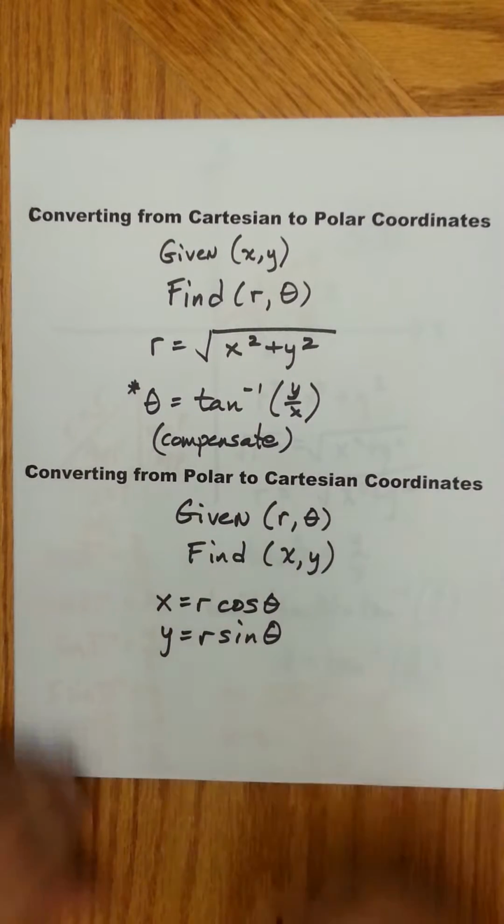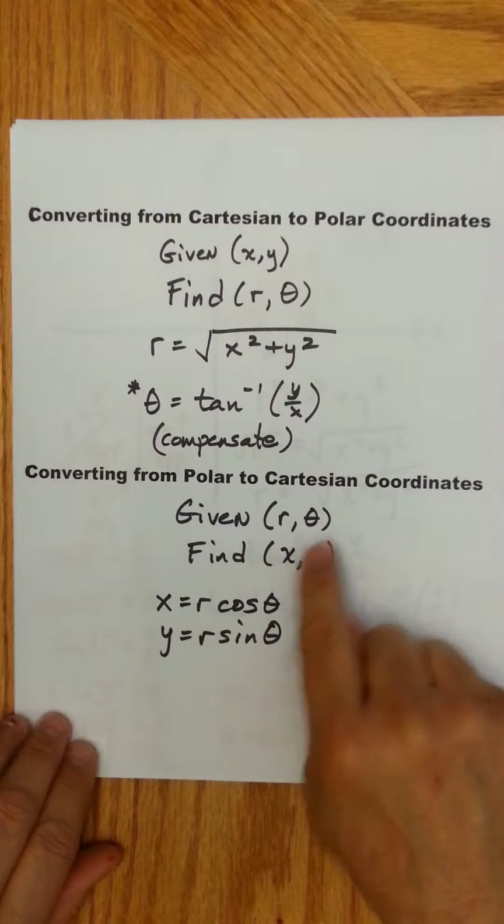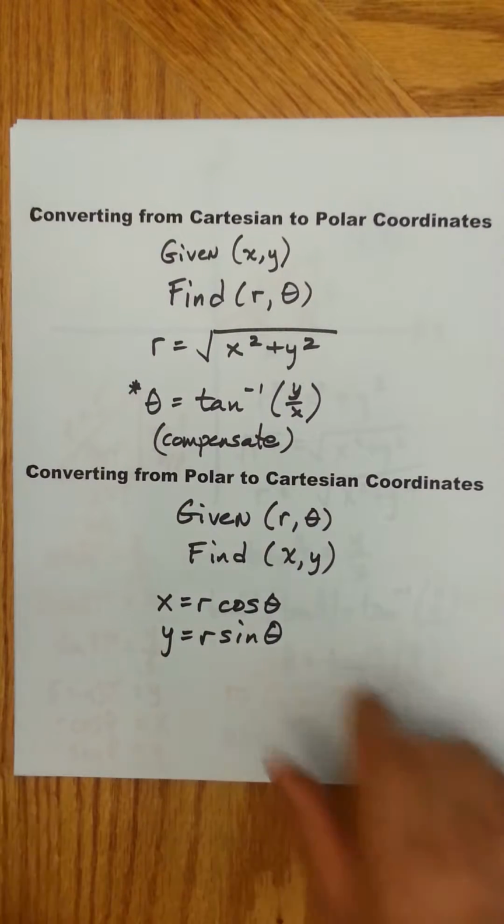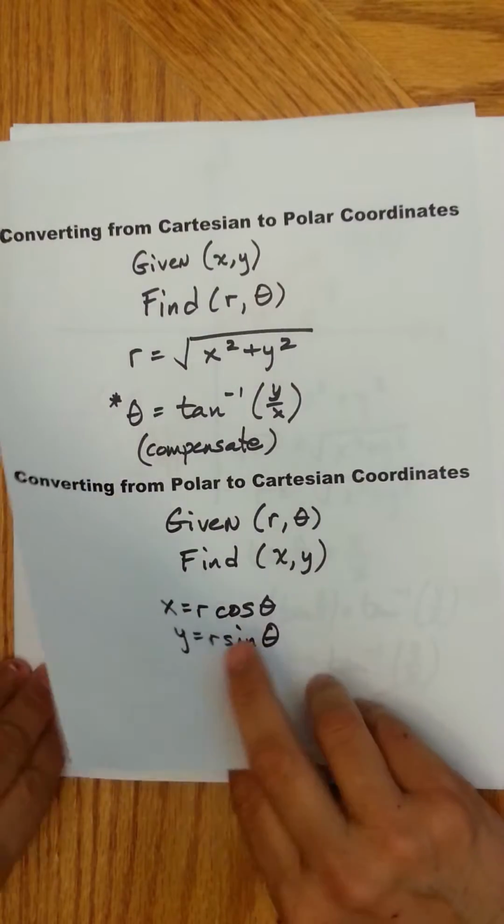And when you're converting from polar to Cartesian, you go the other way. You're given r and theta. To find x and y, x is just r cosine theta, y is r sine theta. That's it. All right. So let's take a look at some examples then.